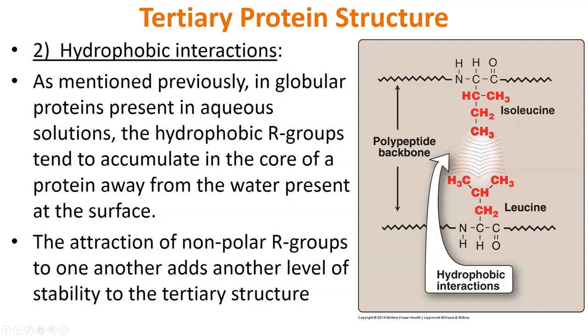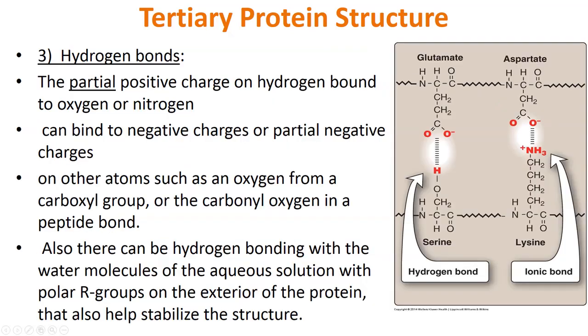So they accumulate in the core of aqueous proteins. Most of the proteins we're going to talk about in biochemistry are aqueous proteins. And an individual nonpolar interaction, like isoleucine and leucine, is not particularly strong. But when you have a whole bunch of them in the core of a protein, that adds a lot of stability. It can be the most significant thing holding a protein together, those hydrophobic interactions. So some proteins are really hard to denature with heat, for instance, because those hydrophobic interactions are so strong.